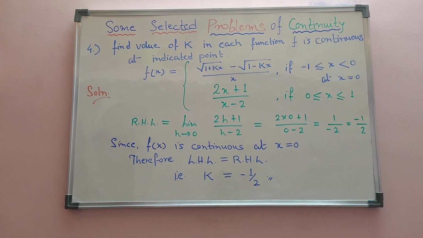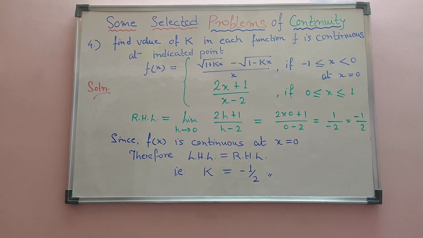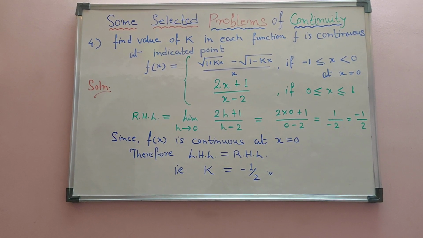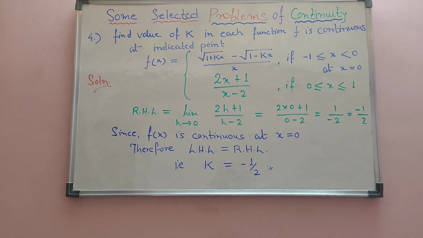Since f of x is continuous at x equal to 0, therefore left hand limit equals right hand limit. Left hand limit we already got as k. So k equals minus 1 by 2. Already we got the value.